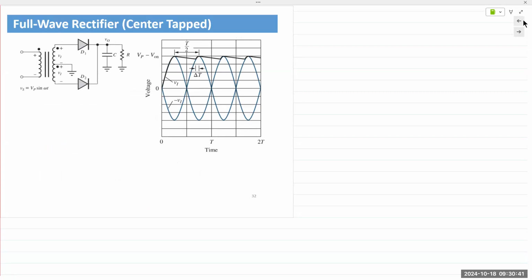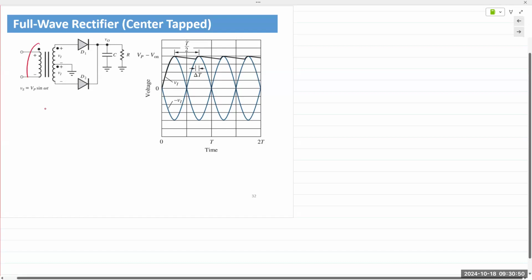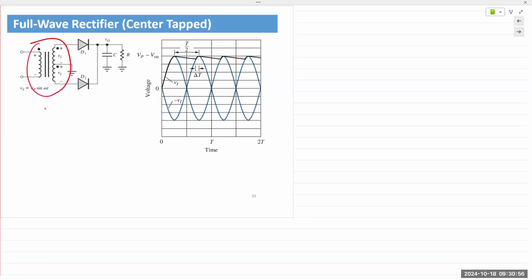So if we wish to use the full AC signal, at a minimum, we need 2 diodes, one for each direction, and we need a specialized transformer known as a center tapped transformer. All this is doing is that we are tapping into the secondary coil approximately right in the center. So we have equal halves of the voltage on the secondary side.